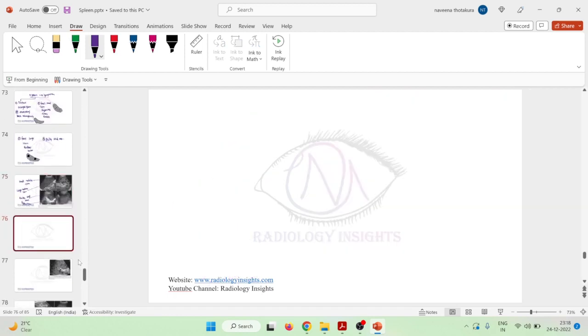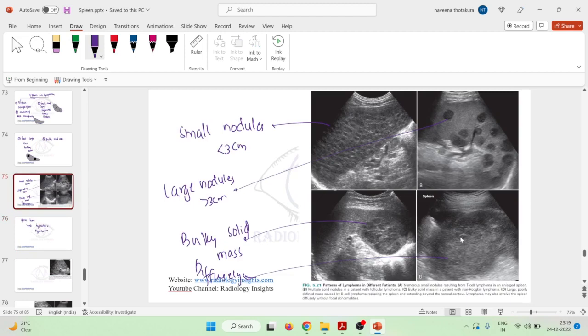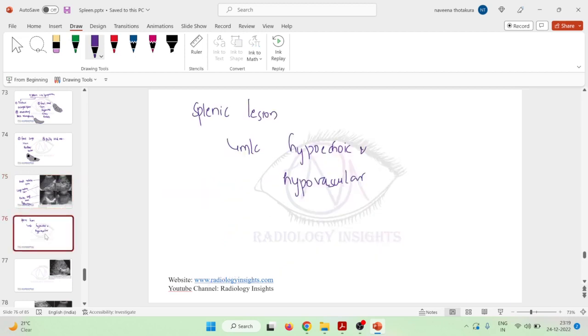If you see the focal lesions of the spleen in lymphomas, most commonly they are hypoechoic, as you have seen before, and they are hypovascular. If you see, all these are hypoechoic lesions, not even one is hyperechoic. So hypoechoic lesions are seen most commonly, and they are hypovascular.